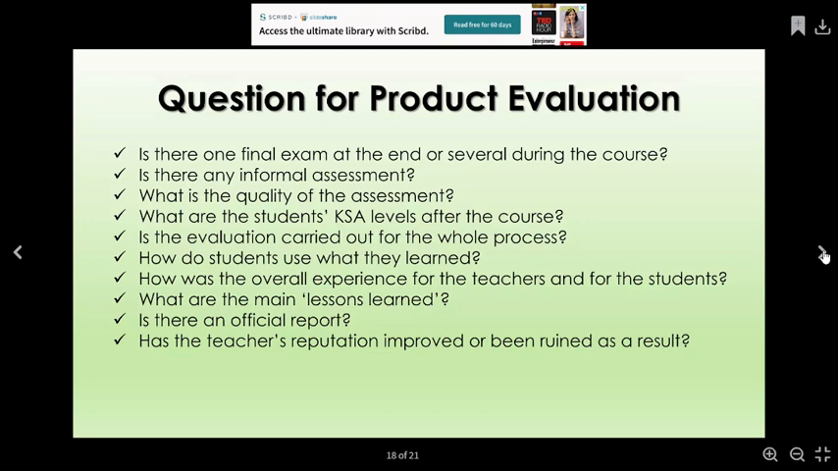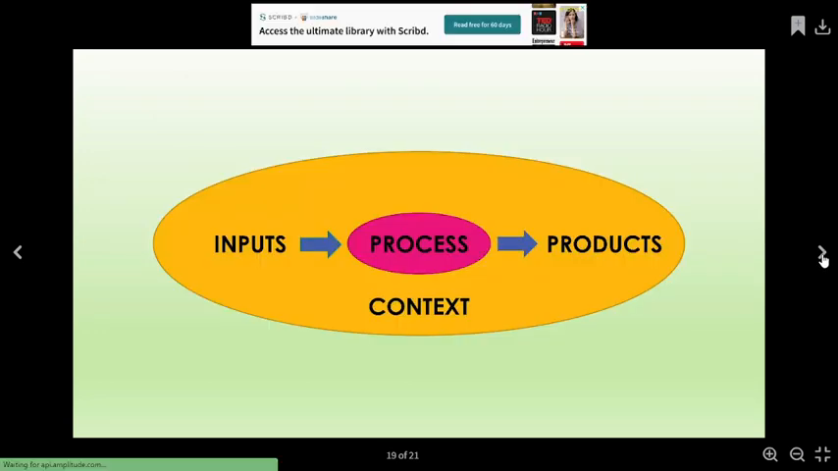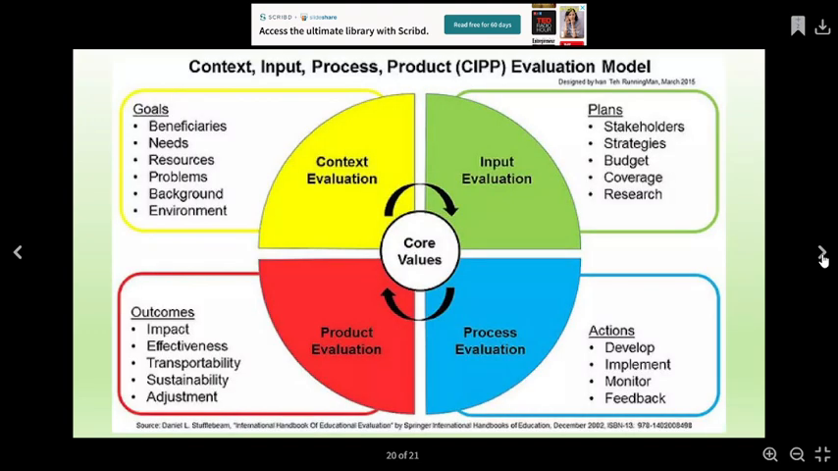The questions for this product evaluation are: is there a final exam or a summative evaluation? Is there an informal assessment, and what is the quality of that assessment? How do the students use what they learned, or what is the practical application of the skills and knowledge they have gained? What is the overall experience for both teachers and students, what are the major accomplishments, and how can these things be reported? All these things are related to the product evaluation. So this is the CIPP model.